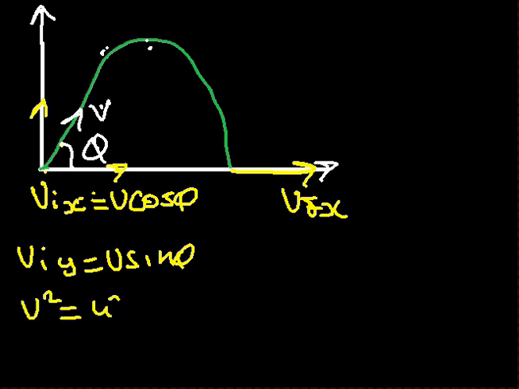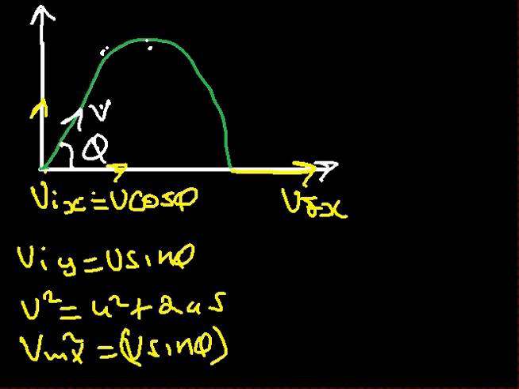v squared is equal to u squared plus 2as. Now incorporating this with respect to free fall motion, the final velocity will be given as Vmax squared, equal to the initial velocity along the y-axis, v sin theta, to the power 2, minus 2gh. So this is the maximum height we are looking for.